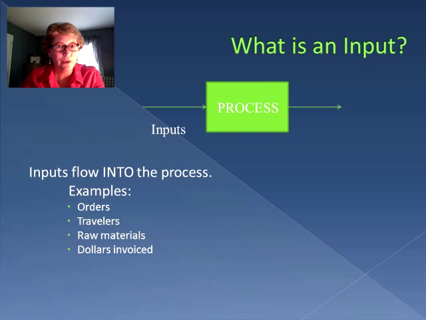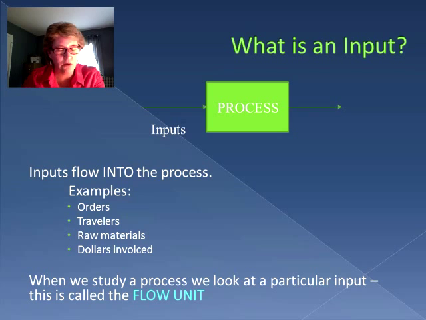So what do I mean by inputs? Inputs are things that flow into the process. For example, they could be orders, they could be travelers, they could be people, they can be raw materials, they could be dollars invoiced. They're things that enter into a process that then get changed in some way. So things go into a process in order to be changed. When we study those particular items going into a process carefully, we call them a flow unit. This is what we're tracking as they go through the process.